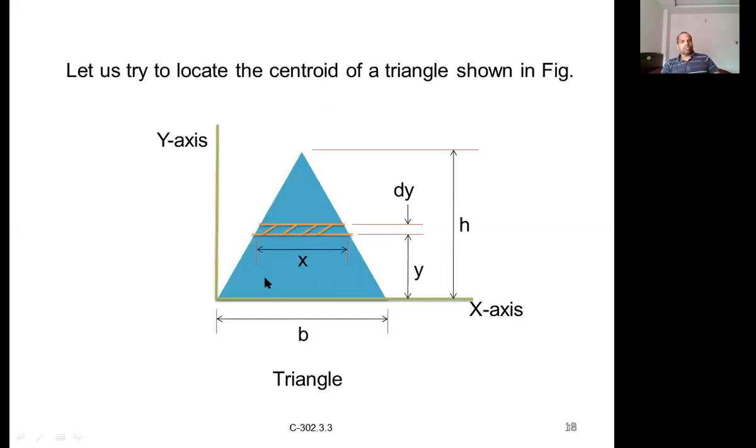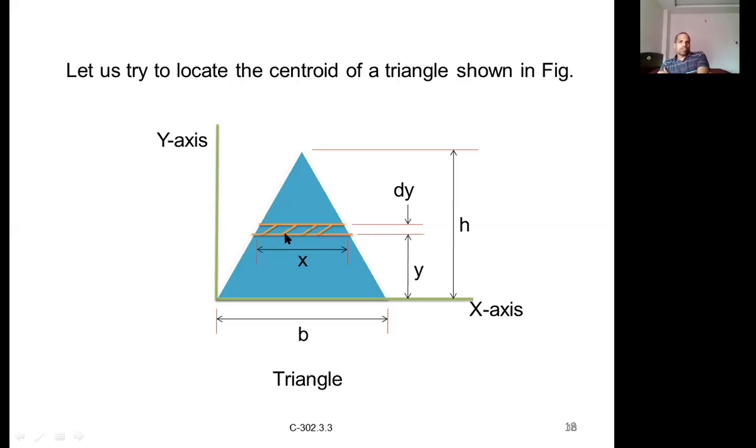Now see, these are the x and y axes, and this is a triangle having a height h and base equal to b. Height h and base b. Take a small elemental area, an elemental strip. The thickness of the strip is nothing but dy, because we are taking it in this direction. It is infinitesimally small, very, very small area. That's why we are taking the term dy.